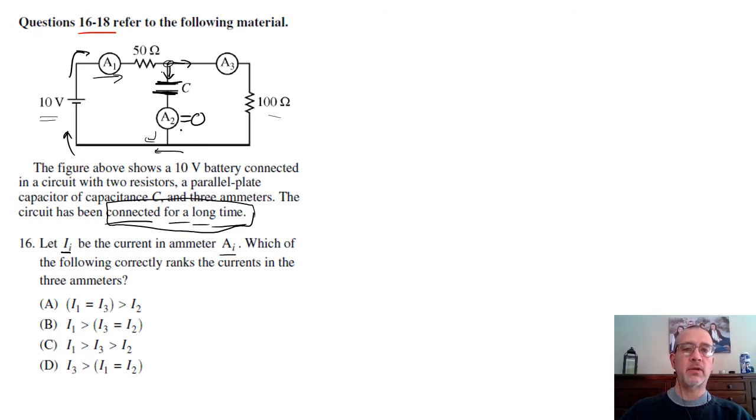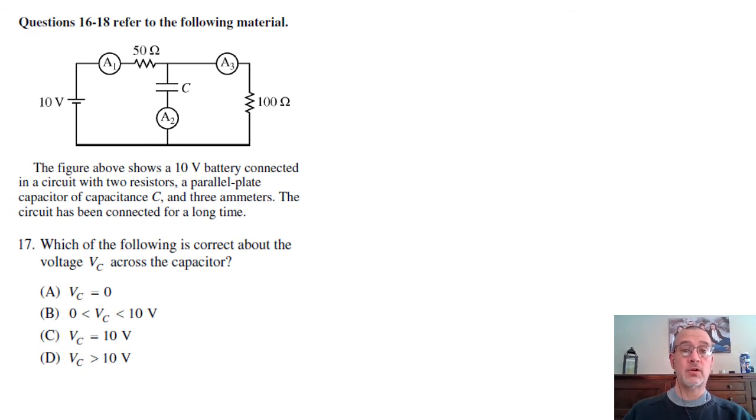None of it is going to be going down that junction, and all of the current is going to be flowing through A3 and then back along this path, because this capacitor is going to act as if it's not even there, as if it's an open switch, an open part of the circuit. So what that means is that the current in ammeter 1 and the current in ammeter 3 are going to be equal, and the current in ammeter 2 is going to equal 0. So that means that I1 is going to equal I3, and they're going to be greater than I2, which is 0. So that looks like answer A is going to be the valid answer for that problem.